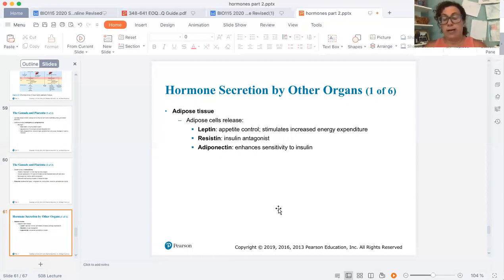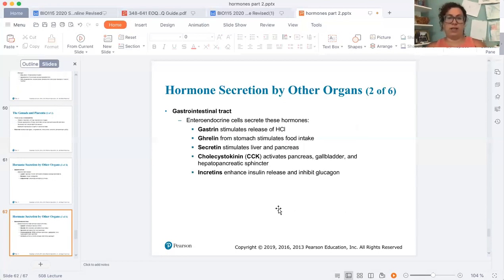But as far as adipose tissue goes, adipose tissue has now been classified as an organ. So fat is an organ. How little depends on how much you have. But adipose cells can release hormones. They can release leptin, which helps control appetite, something called resistin, which works as an antagonist to insulin, and adiponectin, which enhances the sensitivity of insulin. So then you see why body fat and diabetes play such a huge role with each other and insulin.